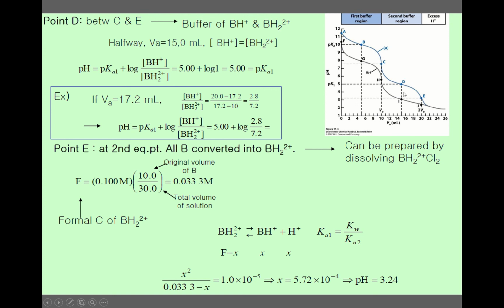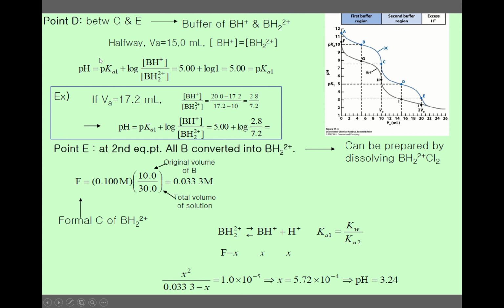In this case, since pH plus and pH 2 plus, these species both are present. So this is a buffer, a second buffer. The first buffer is formed between A and C points. And here, point D is exactly the halfway between the C and E. In this case, pH plus concentration is the same as pH 2 plus concentration. All right, and applying again the Henderson-Hasselbalch equation.